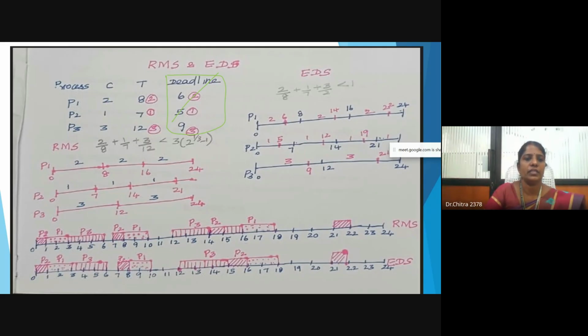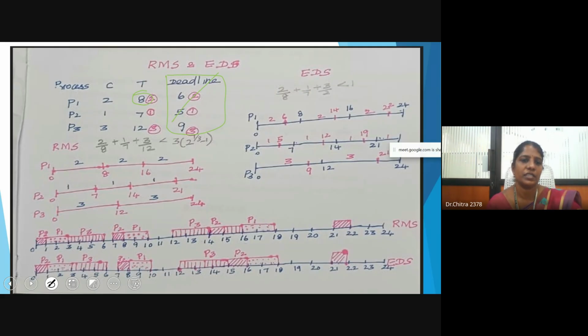First, go and take the clock cycles, CPU burst time as well as the periods. So 8, 7, and 12. It means that P1 takes 2 CPU burst cycles and it will be repeated every 8 clock cycles. P2 is repeated every 7 clock cycles and requires 1 unit of CPU burst time. And P3 is executed every 12 clock cycles and it requires 3 units of CPU burst time.